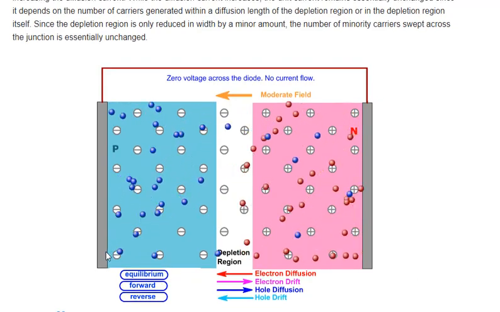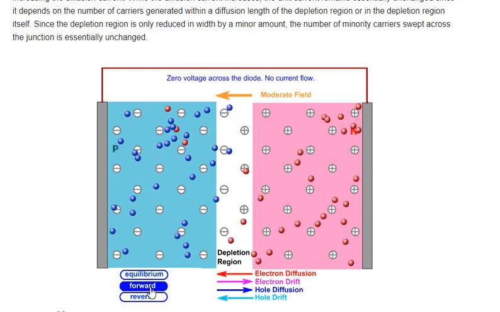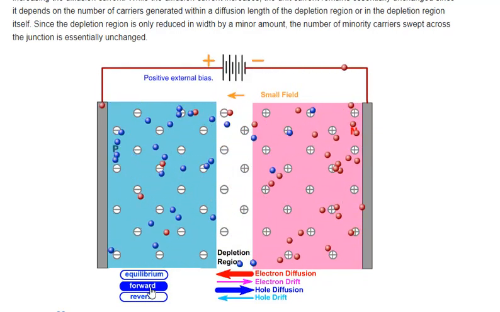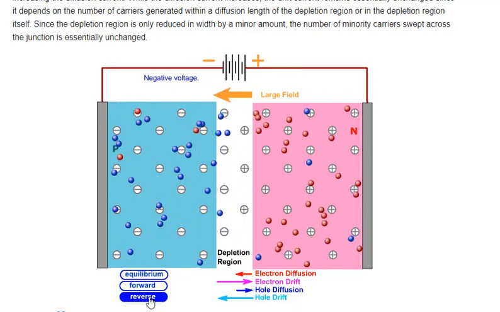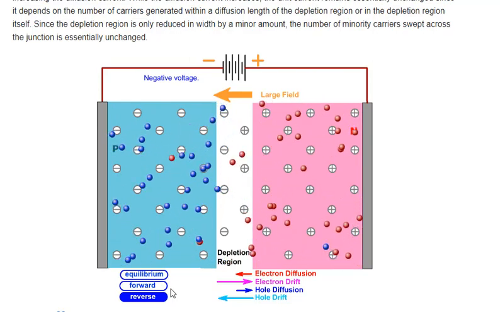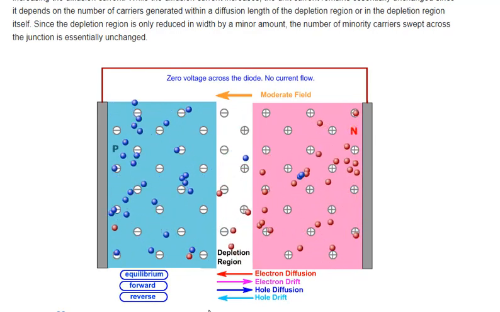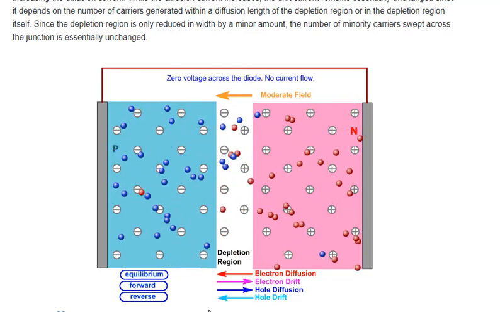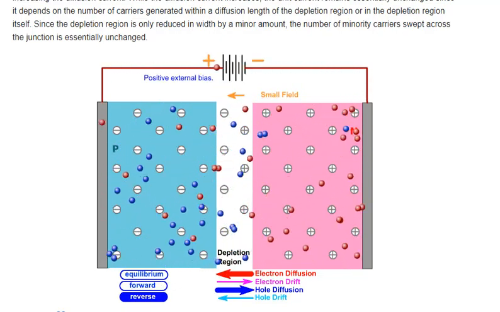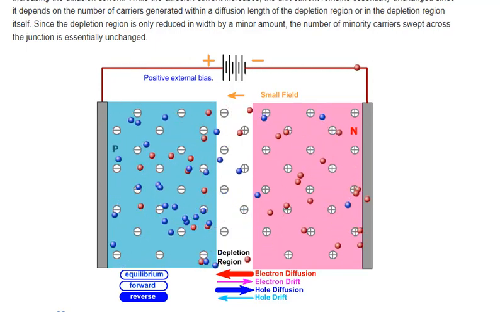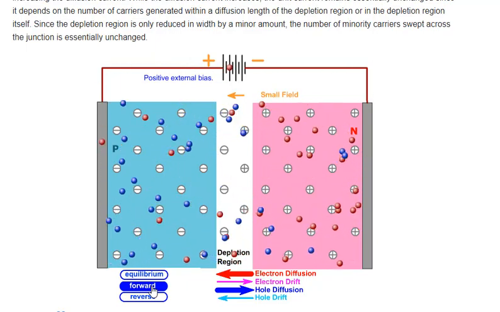field. For realistic devices, the built-in field is always larger than the applied field, thus reducing the net electric field in the depletion region. Reducing the electric field disturbs the equilibrium existing at the junction, reducing the barrier to the diffusion of carriers from one side of the junction to the other and increasing the diffusion current. While the diffusion current increases, the drift current remains essentially unchanged since it depends on the number of carriers generated within a diffusion length of the depletion region or in the depletion region itself. Since the depletion region is only reduced in width by a minor amount, the number of minority carriers swept across the junction is essentially unchanged.